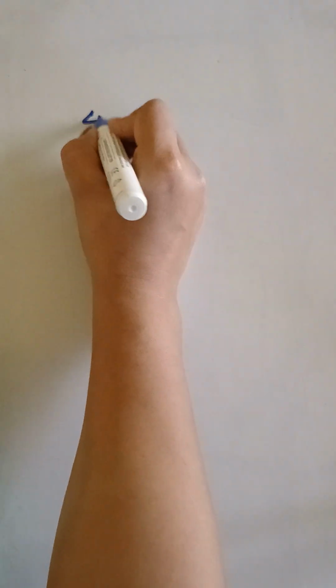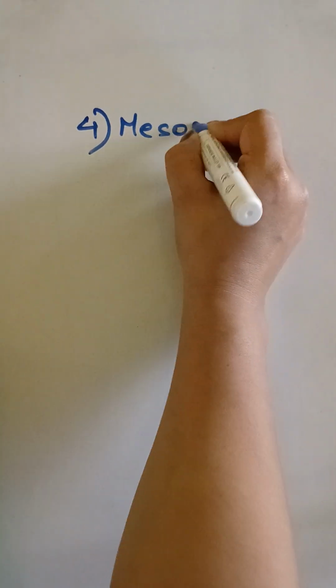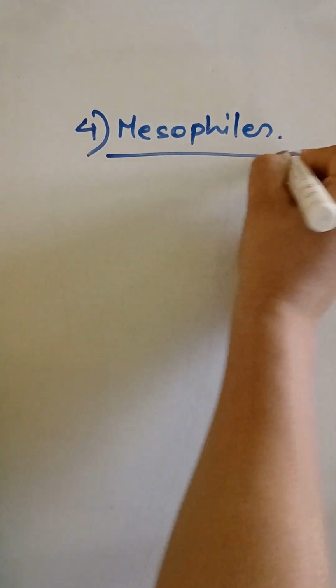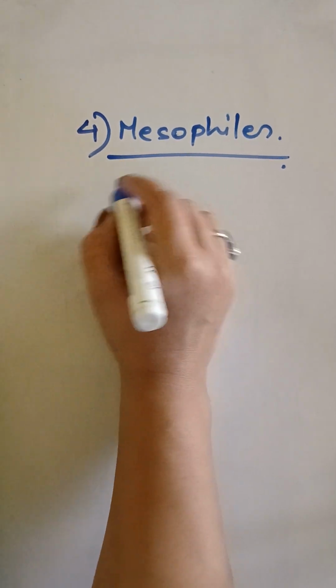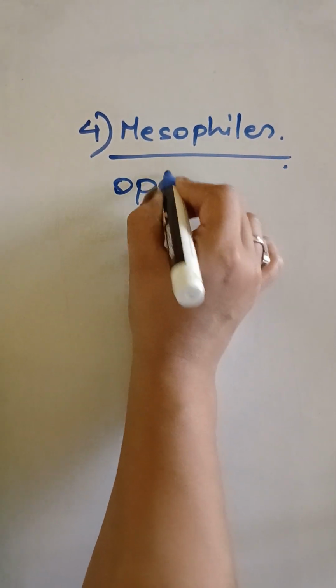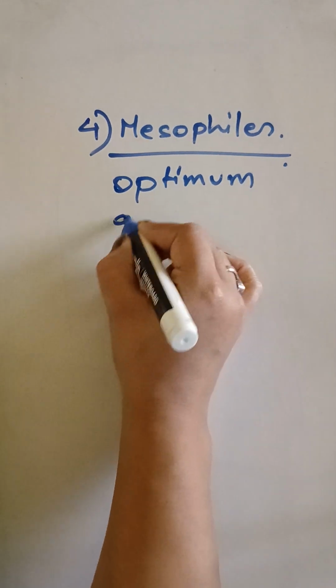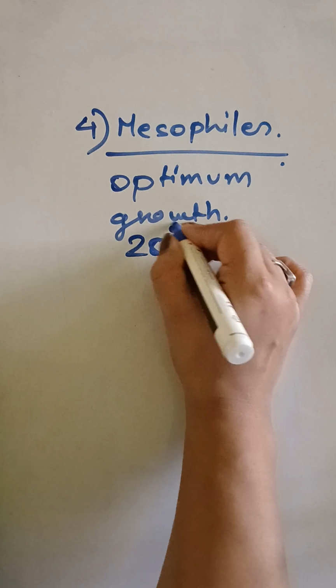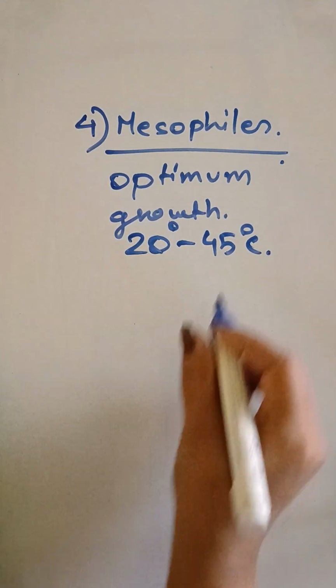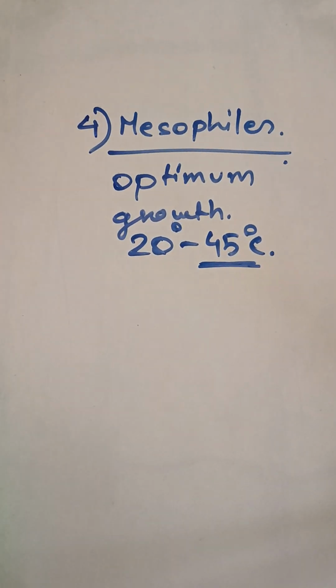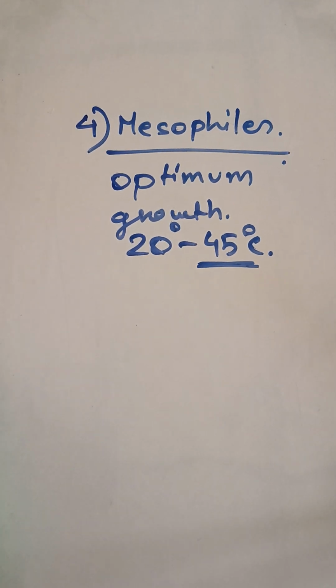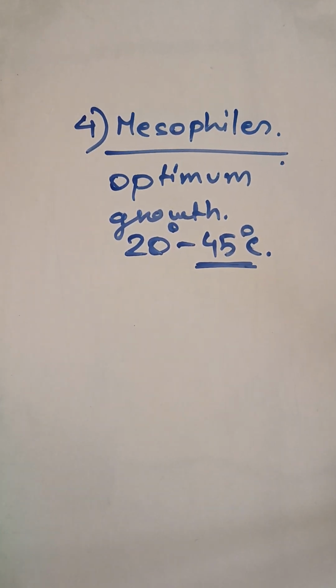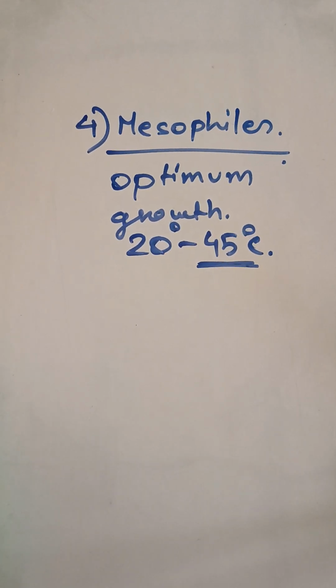Another one is mesophile. Mesophiles show an optimum growth between 20 degree centigrade to 45 degree centigrade. Remember, 45 degree centigrade or higher is a thermophile. So below that temperature, that is mesophile. Mesophile means between the psychrophile and the thermophile temperature range, about 20 to 45 degree centigrade.